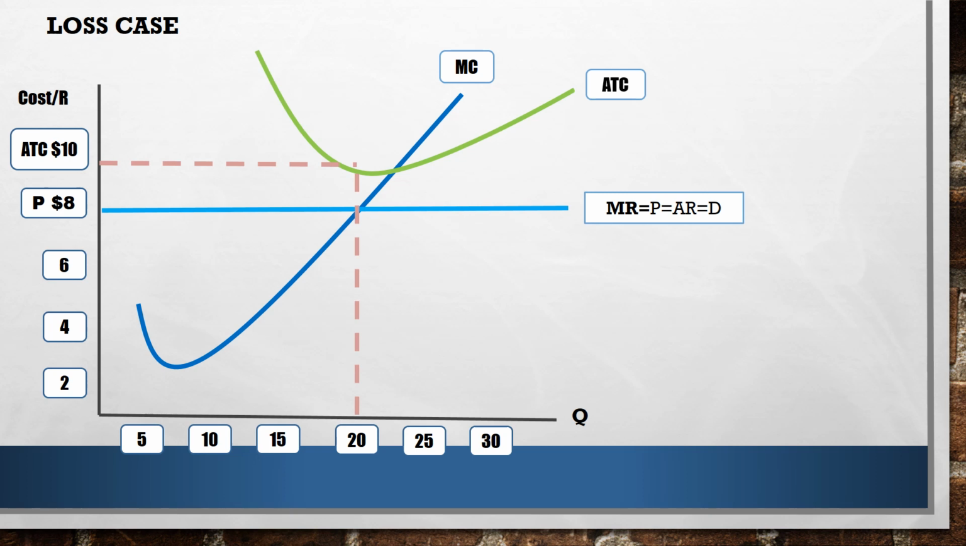So your total cost is 200, whereas your total revenue is 160. Your cost is greater than the revenue you earn. It means you're bearing a loss of $40, and it is depicted by the shaded area graphically.